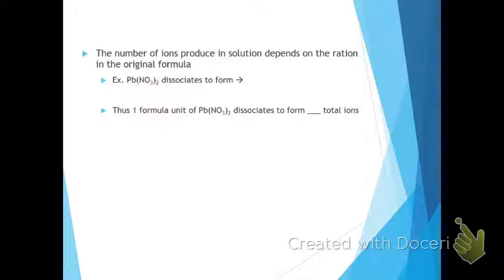So the number of ions in that solution depend on the ratio in the original formula. So for example, if we have lead(II) nitrate, it's going to dissociate to form several different ions here. We have one lead and two nitrates. So whenever this formula unit dissociates, if one of them dissociates, it's going to form a total of 3 ions, the one lead ion and the 2 nitrate ions. Each of those ions would be individually floating around in that water, surrounded by the water dipoles of the opposite charge.